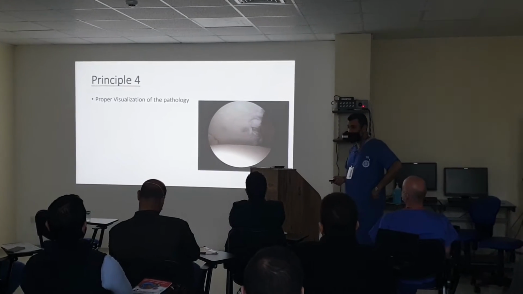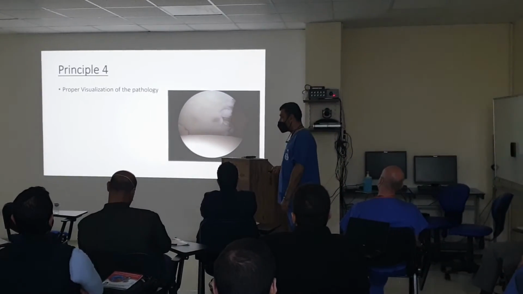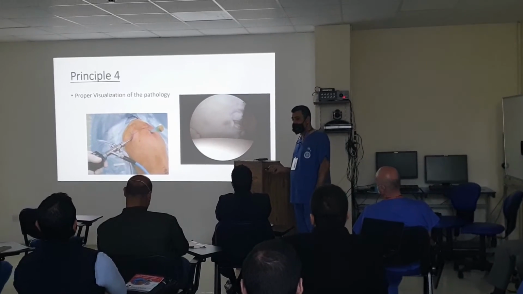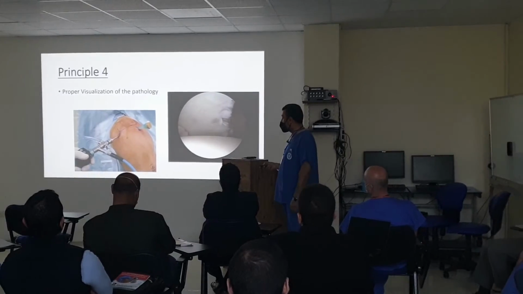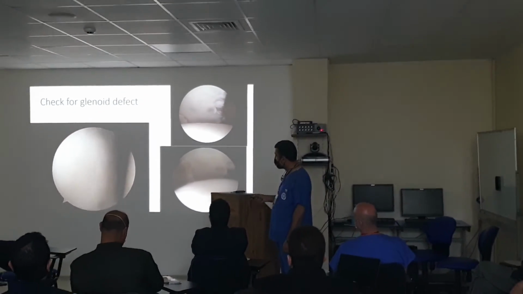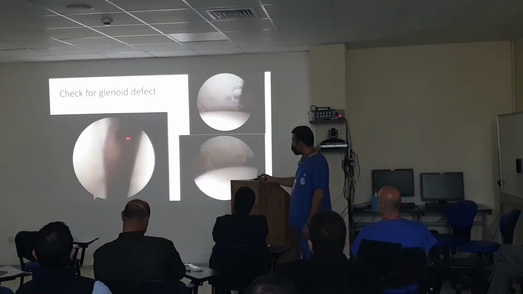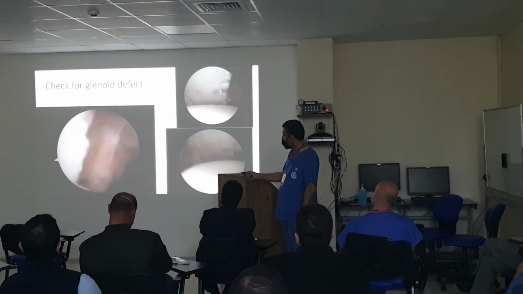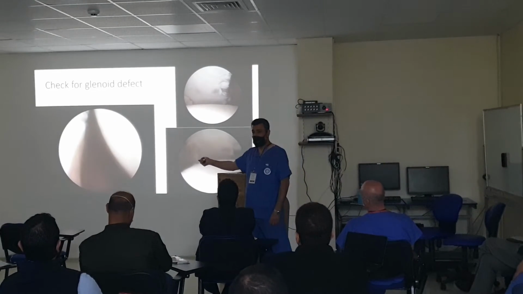Principle 4. You have to have proper visualization of the defect, the pathology. And I'll show you here, this may need to shift the scope to the anterior or anterolateral portals to have proper visualization. And this is an example. You see here, this is the scope from posterior. And you see there is defect in the anterior glenoid with retraction of the labral tear. And how much is this glenoid defect? Who can tell me?